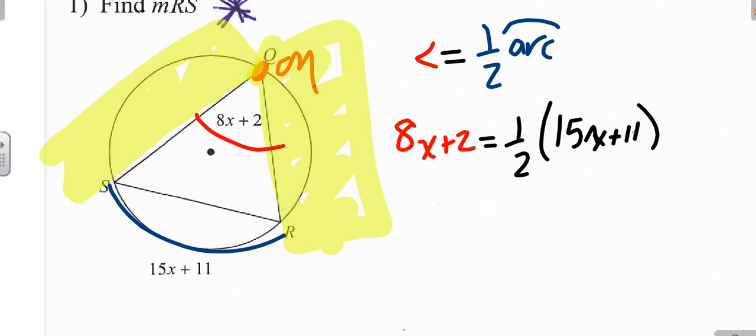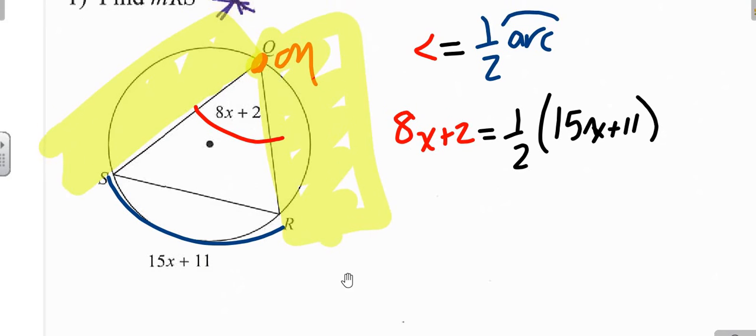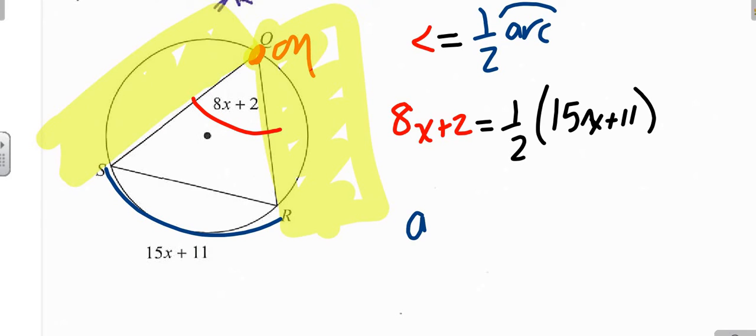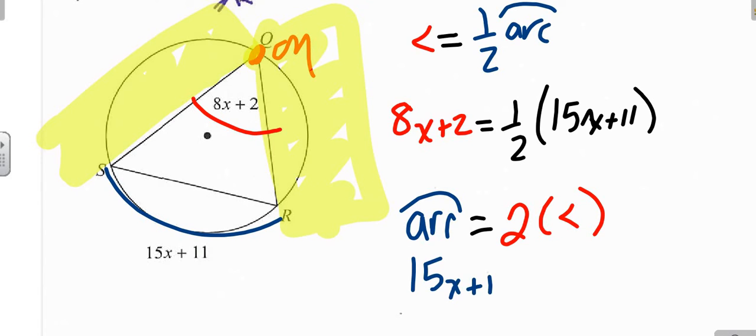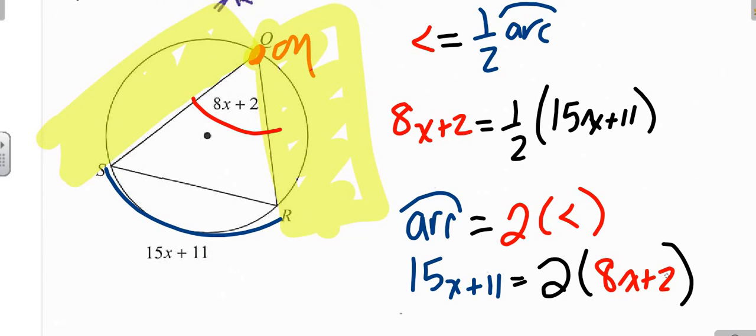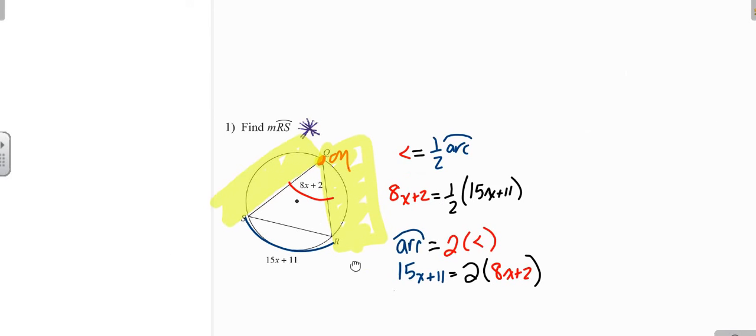But for most of you, that kind of makes you uncomfortable because now you're distributing a half sign, if you will. Or you can think of it like this. The arc is double the angle. That might be a little bit easier to digest. So that's 15x plus 11 equals 2 of 8x plus 2. Both will get you the same thing. Solve for x, find the arc that's being requested.